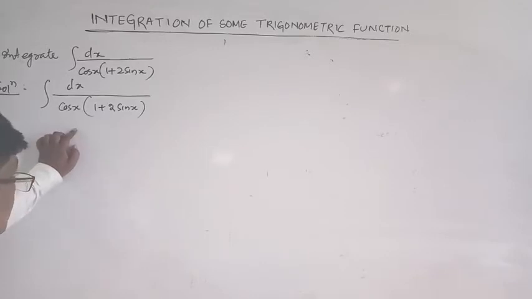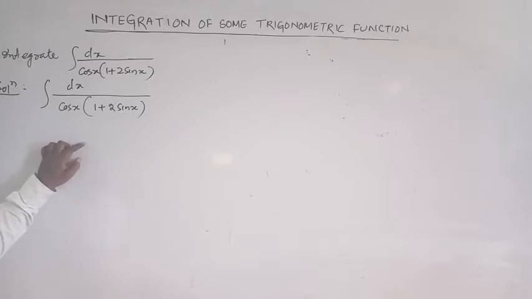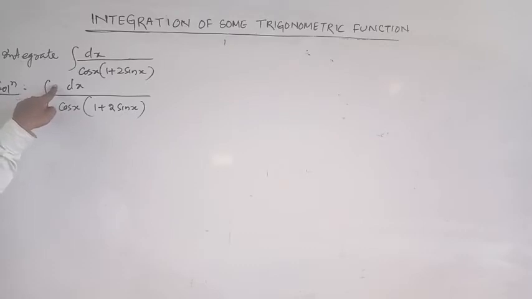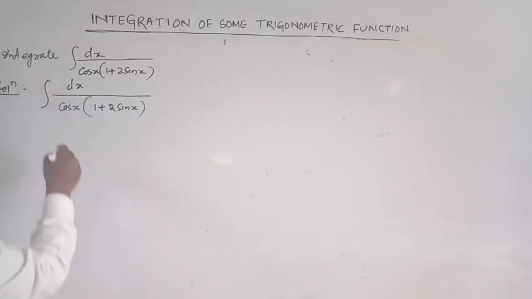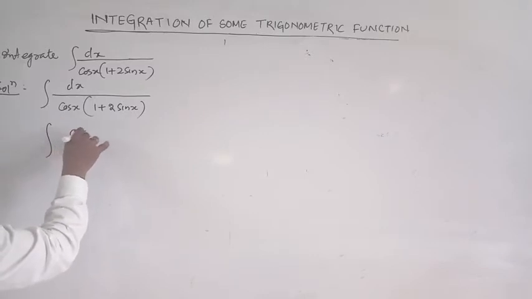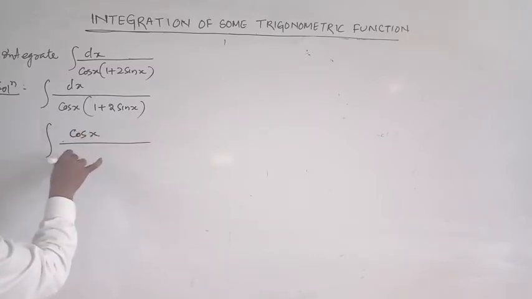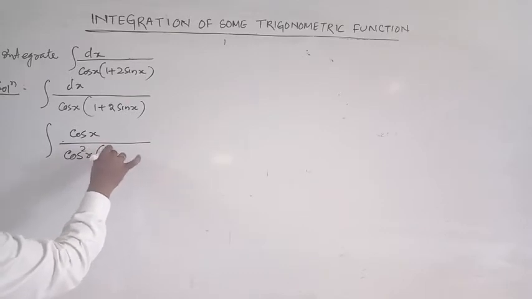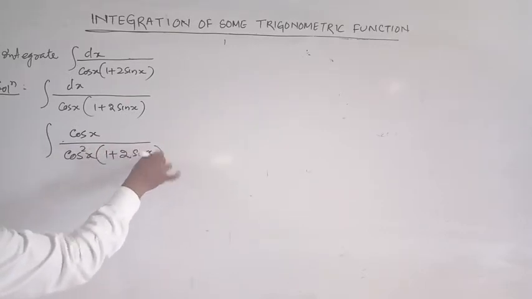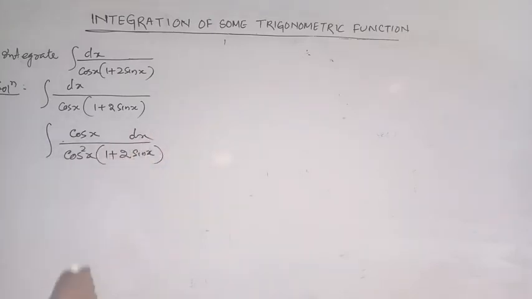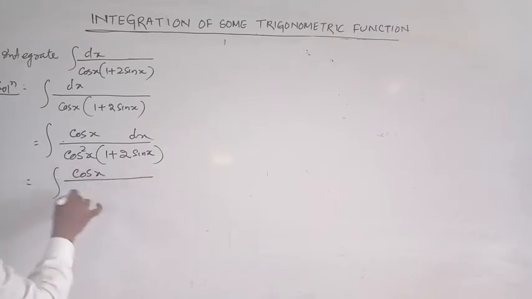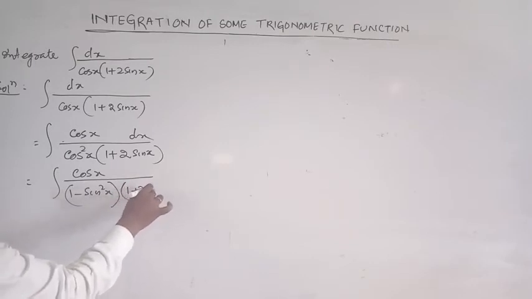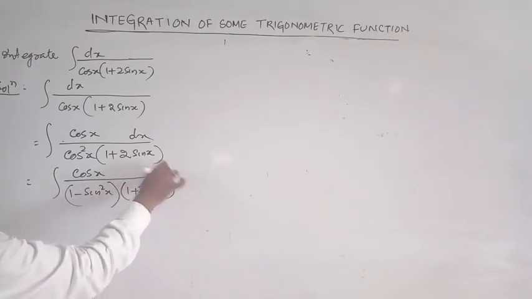What is the derivative of sin x? The derivative of sin x is cos x, but here it is not present. So multiply the numerator and denominator by cos x. So this is cos x by cos square x into 1 plus 2 sin x dx. Now this is equal to what? Cos x by 1 minus sin square x into 1 plus 2 sin x into dx.